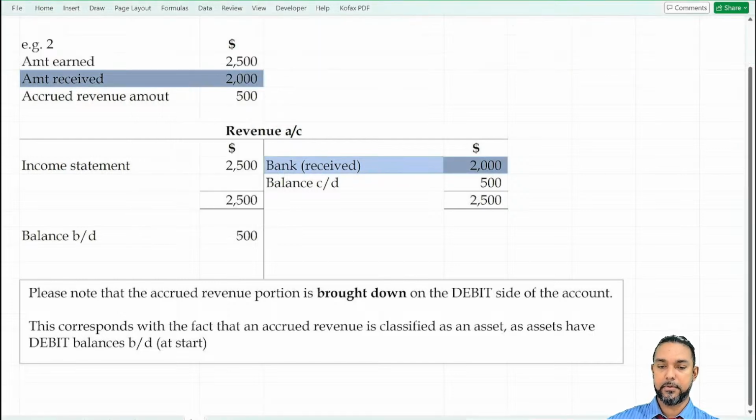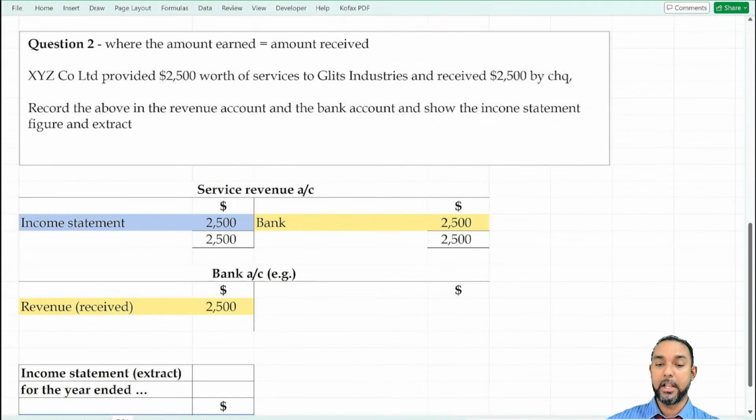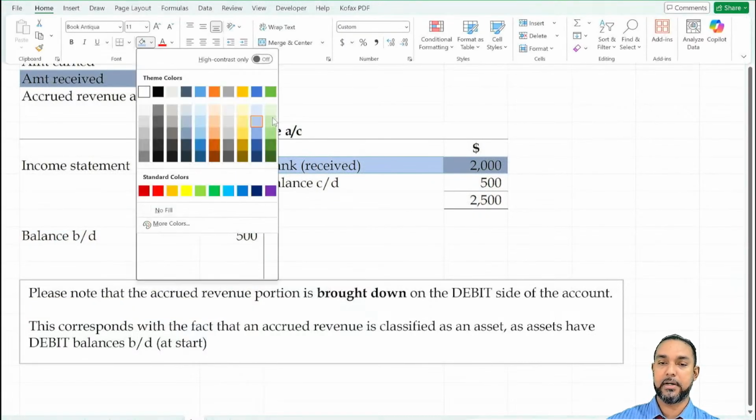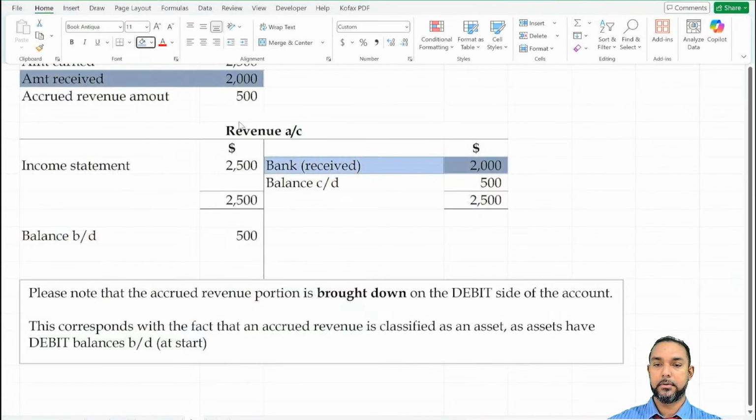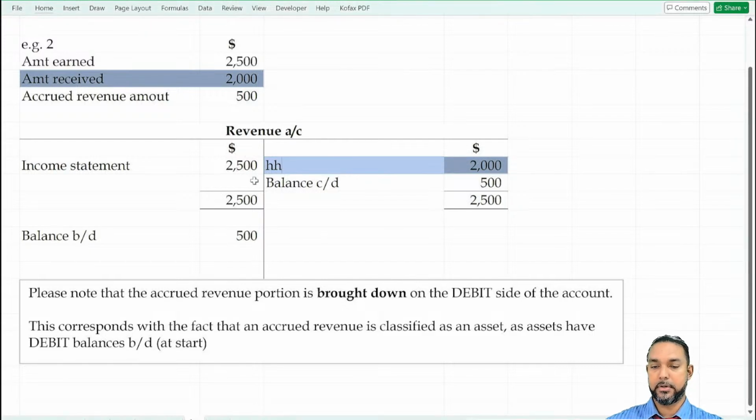Oh, hold on. What was the color from before? Oh, it was yellow and blue. Okay, cool. So let me change that color back to the same. Whoops. What went on there? Hold on. Sorry.